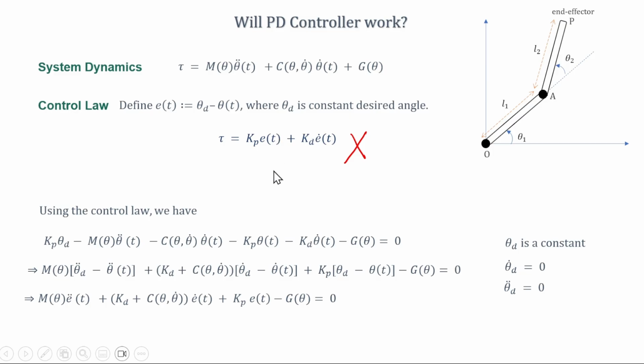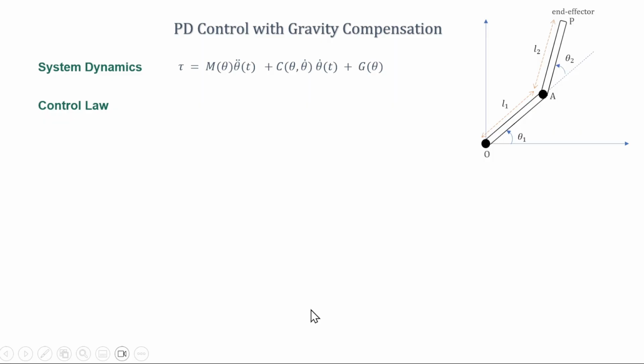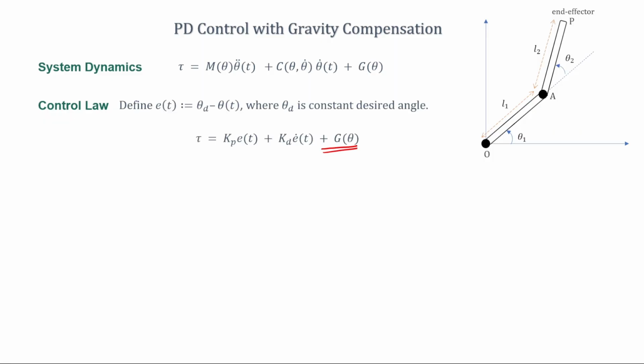And what is the main issue? The main issue is this term. This is the term that is the main issue. So what we are going to do is cancel this term out. Okay, and that is why we will modify our control law by adding a plus g theta here. Okay, can we do that practically or not? I'll talk about that, but we will add an extra term g theta here.